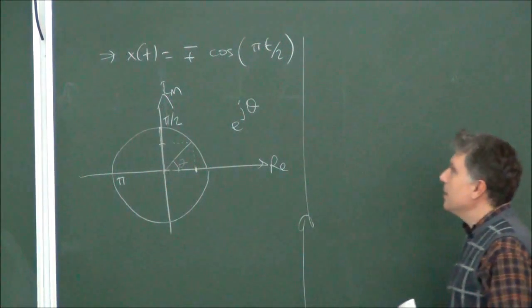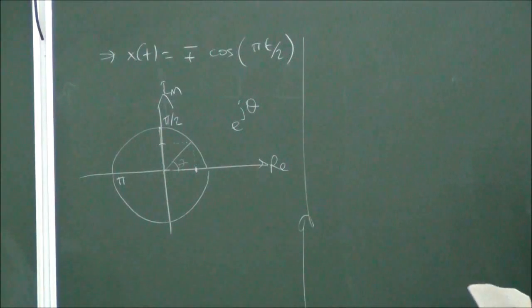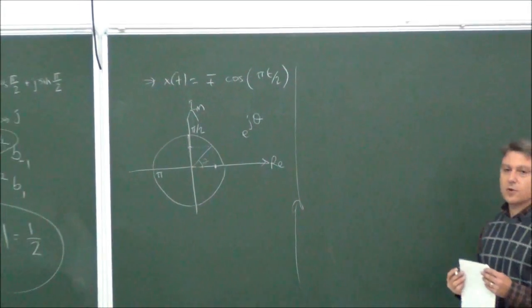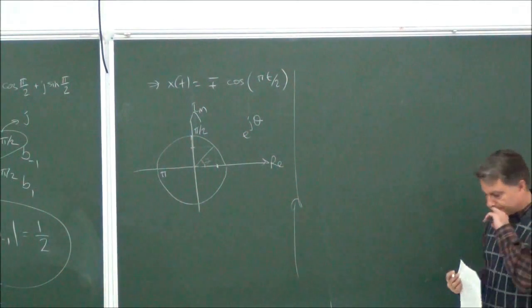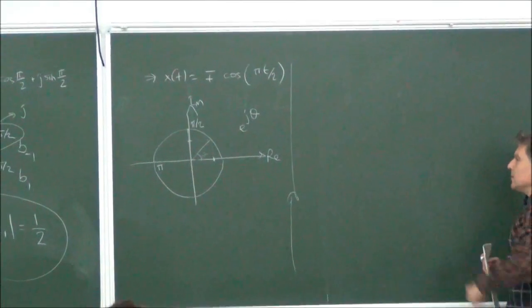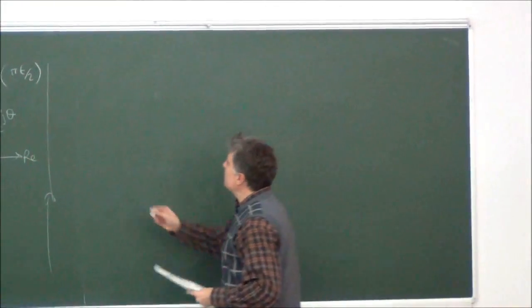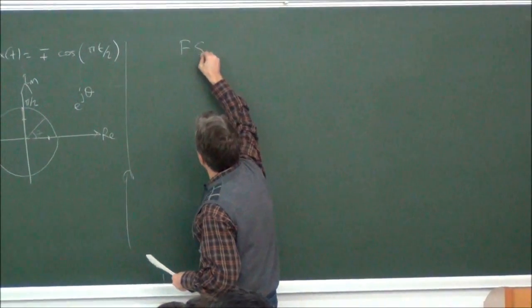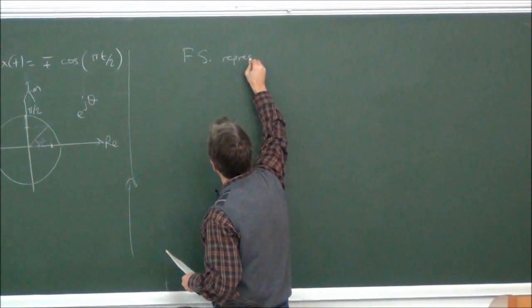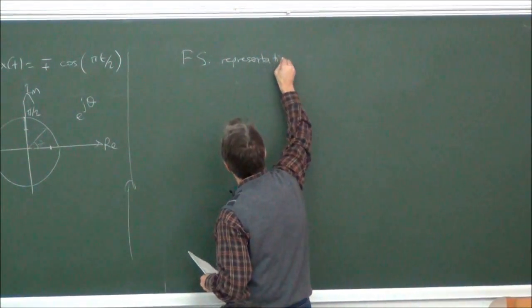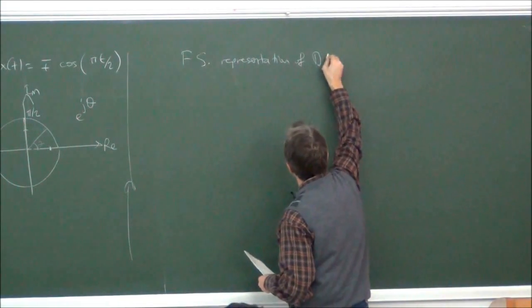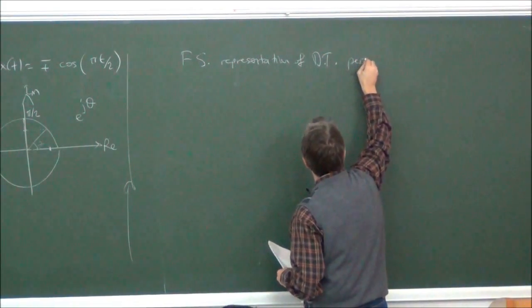All right, so much about the Fourier series coefficients of continuous time periodic signals. Now we will make a start to the Fourier series representation of discrete time periodic signals.